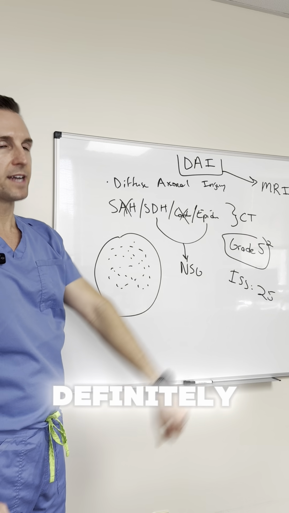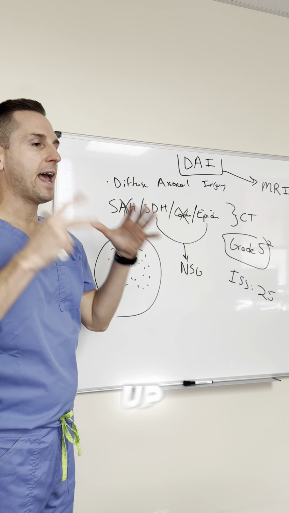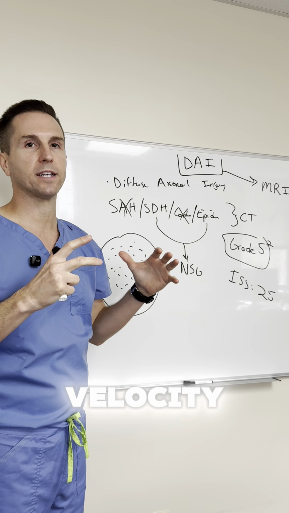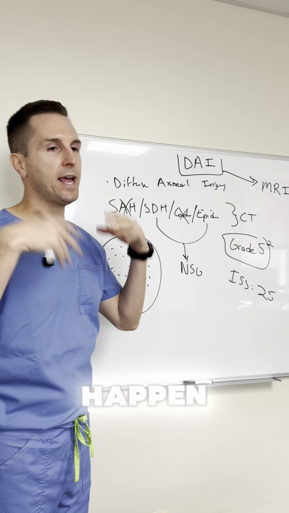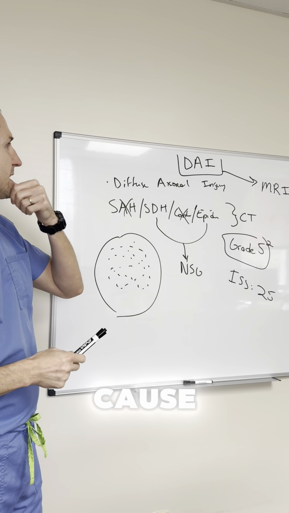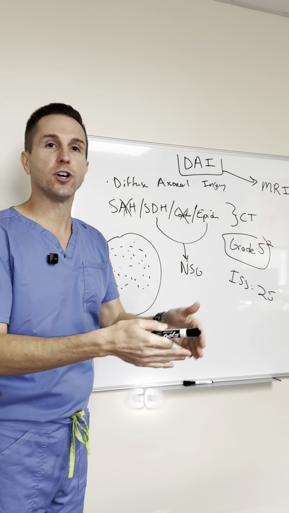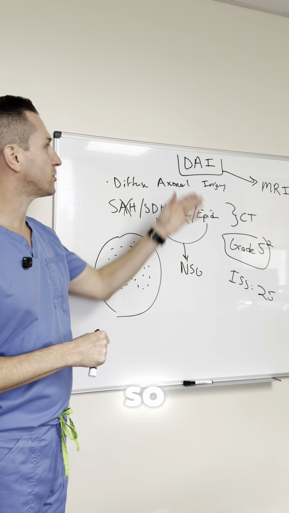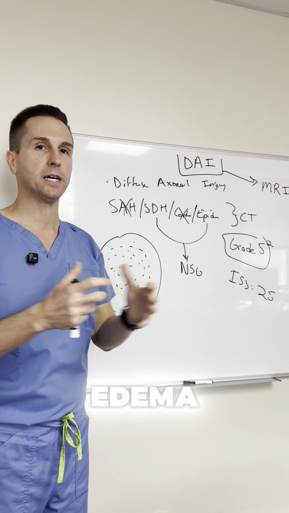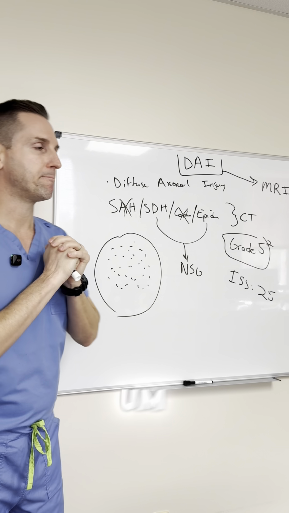But again, definitely think about an MRI in those patients that aren't waking up and had a very high velocity injury, because this tends to happen in that whiplash shearing type injury. And it's tricky because again, there's no real thing to go after from a surgical standpoint. So we just have to treat the edema and the swelling typically with hyperosmolar therapy and go from there.